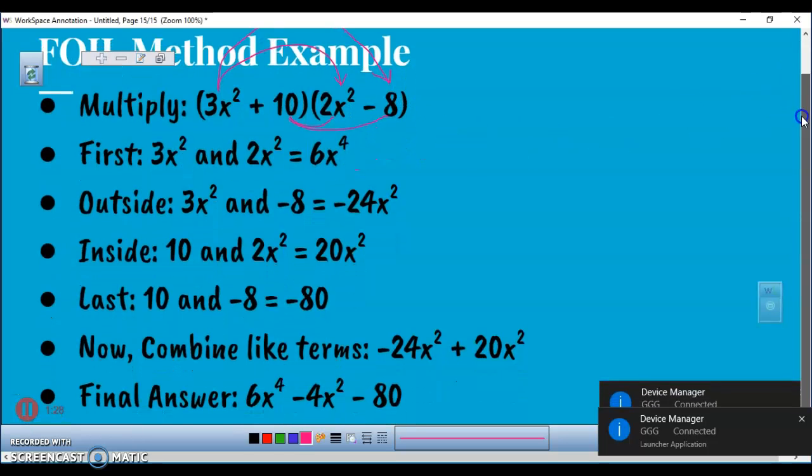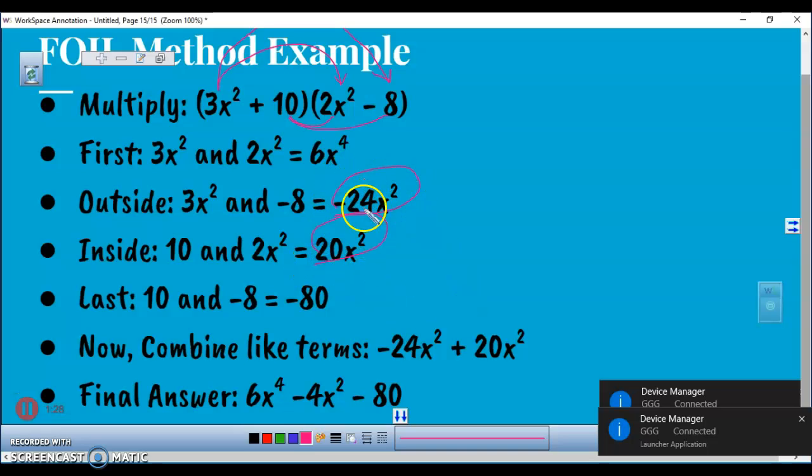I will combine those like terms. These are the only two like terms here, negative 24x squared and 20x squared. Those would combine to negative 4x squared, giving you your final answer, 6x to the fourth minus 4x squared minus 80.